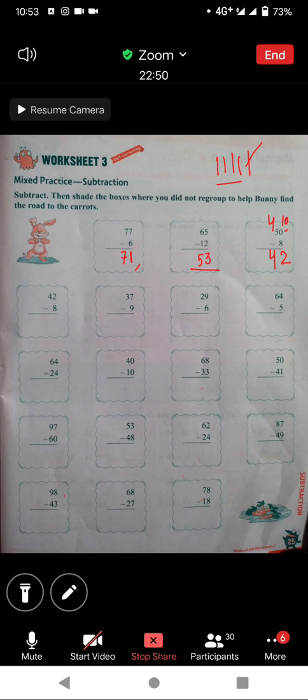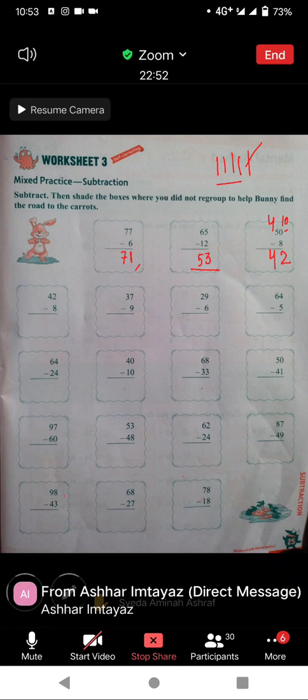Students, you have to shade only those boxes in which you need no regrouping.